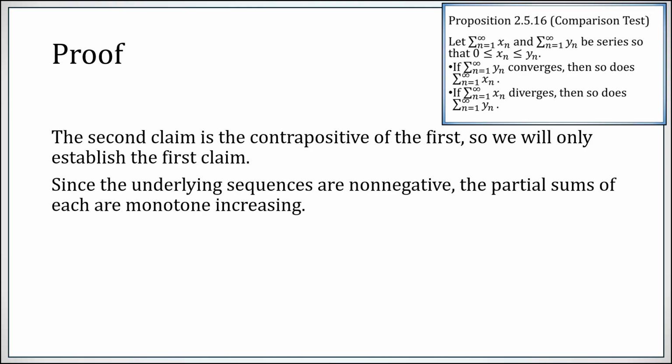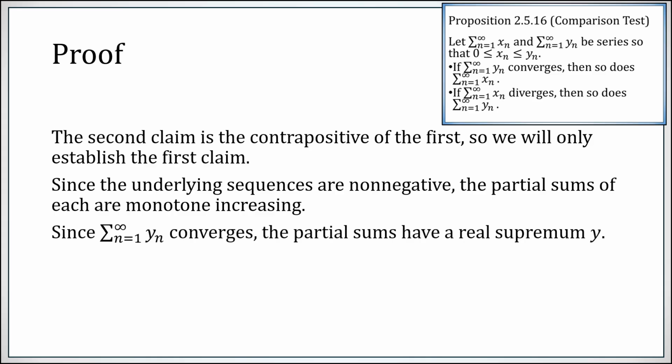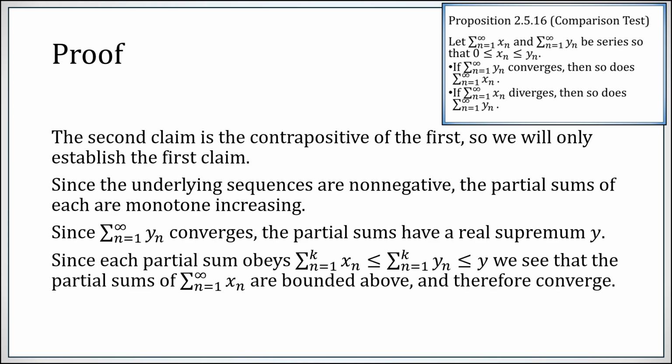The underlying sequences of xn and yn are non-negative, meaning their partial sums are monotone increasing. Because the yn's converge, their partial sums are a converging increasing sequence. They have a supremum. Call that supremum y. So each partial sum of x's is no larger than the partial sums of y's because every single x is less than or equal to y. But these partial sums of y are converging to their supremum.